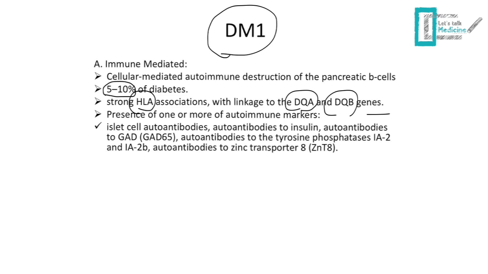As you can see here, type 1 diabetes has many autoantibodies. One of them is islet cell autoantibodies, or autoantibodies to insulin, to glutamic acid decarboxylase, to tyrosine phosphatase, also to zinc transporter 8. These patients are also prone to other autoimmune disorders such as Graves' disease, Hashimoto's thyroiditis, Addison disease, or celiac disease.